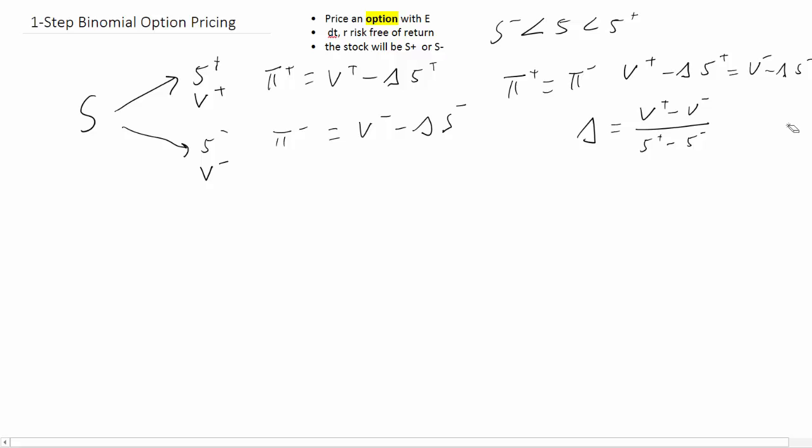And that's how many shares I should short. So our portfolio in the future, I don't have to specify which future because I've set them both the same. Once I pick this version of delta, both portfolio plus and portfolio minus will be the same number. If they're the same number, I'll just arbitrarily pick the first one: V plus minus delta S plus, where I have that delta number.